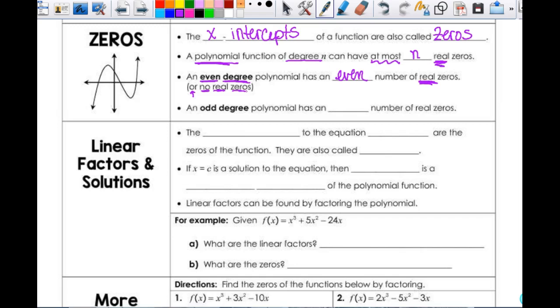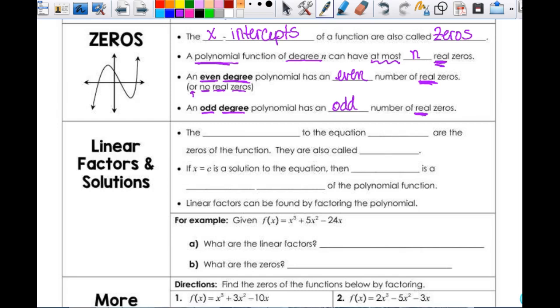So if I have an 8th degree polynomial, it's either going to have 8, 6, 4, 2, or 0 real zeros. For an odd degree polynomial, an odd degree polynomial has an odd number of real zeros. A 7th degree polynomial could have 7 real zeros. That's a possibility. But it could also have 5 or 3 or 1. It's impossible for it to have 0 real zeros, or an even number. So remember, the key here is the real zeros part of that.